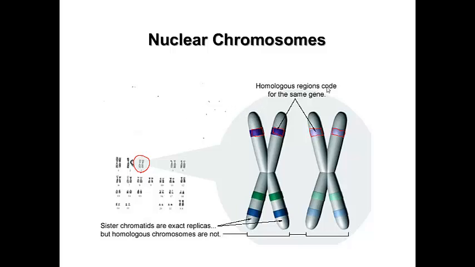So homologous regions code for the same gene, and they would be in fact alleles of one another.